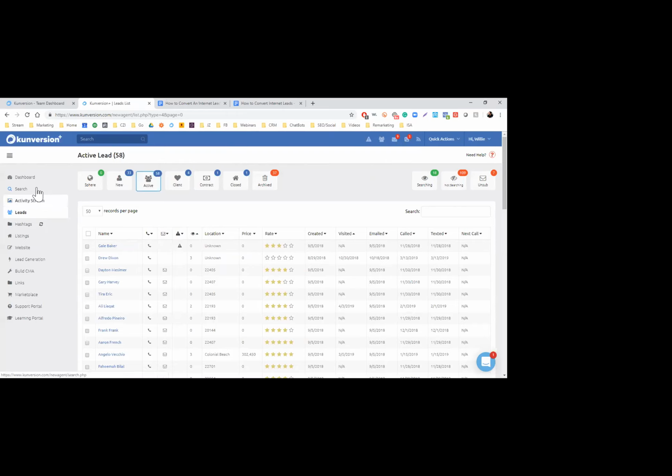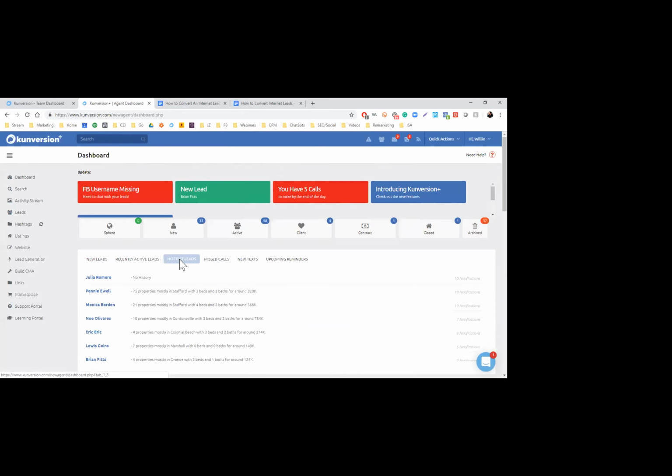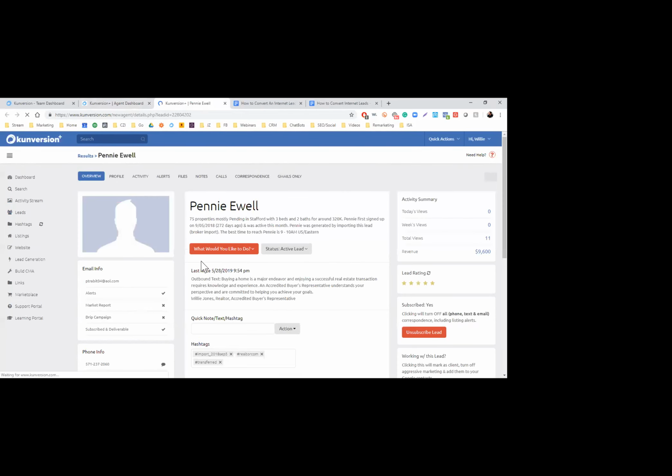So what I would do if I were you guys is obviously get into your dashboard. And as I went over last time, we can just pick what conversion considers one of your hottest leads. So I'm going to pick this lead, Penny. Penny sounds nice. I clicked into Penny's profile, and right here I'm going to read this Cliff Notes. 75 properties, mostly pending in Stafford, 3 bedrooms, 2 bath, for around 320. She first signed up last September and was active this month.